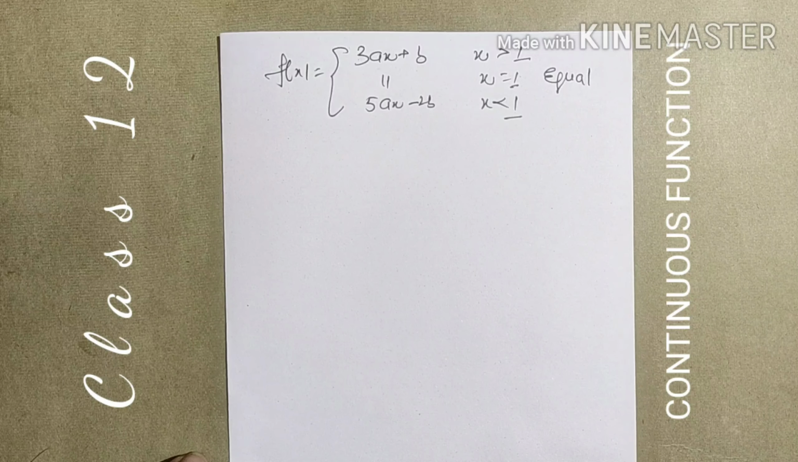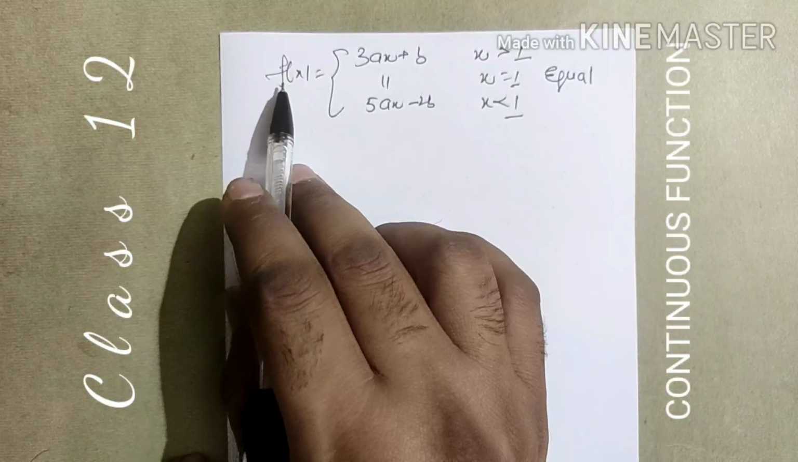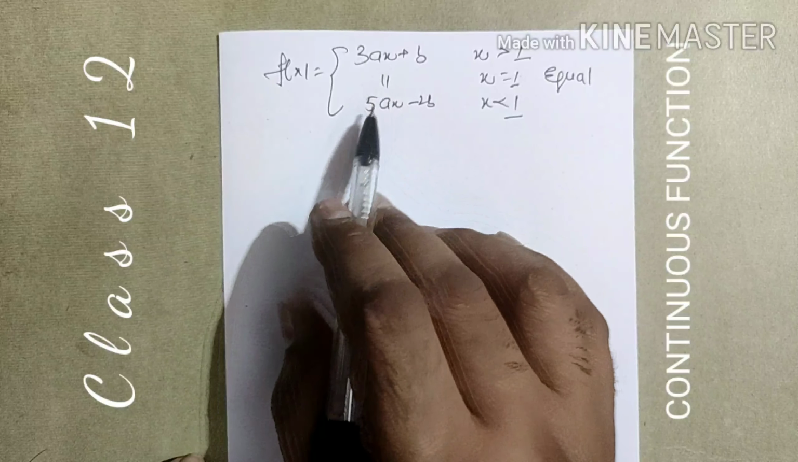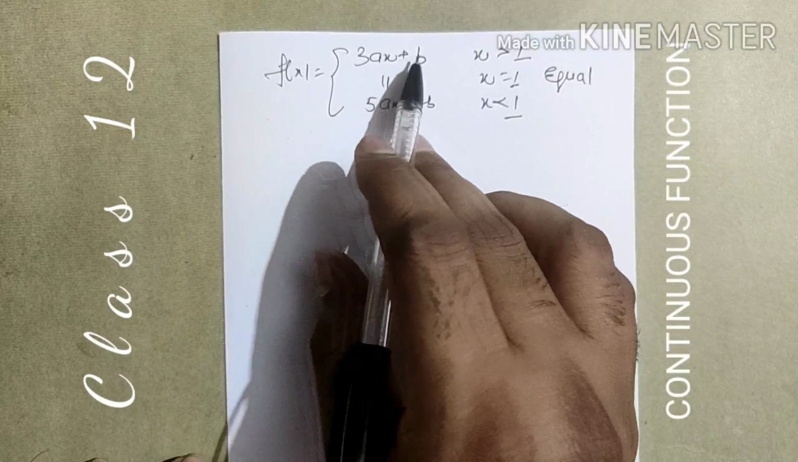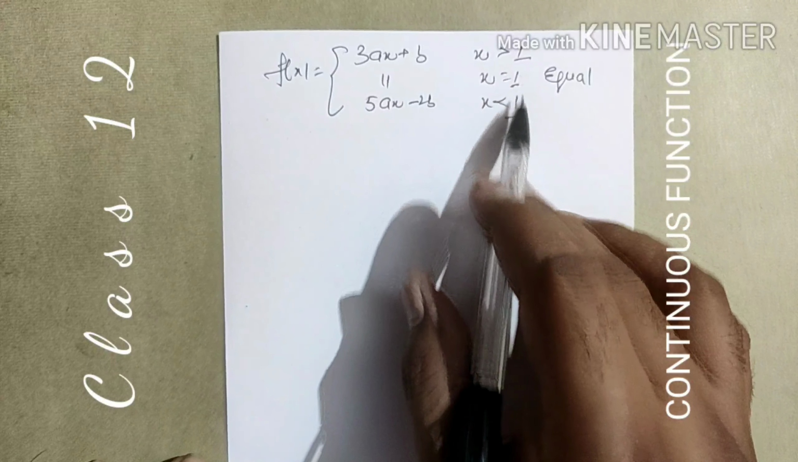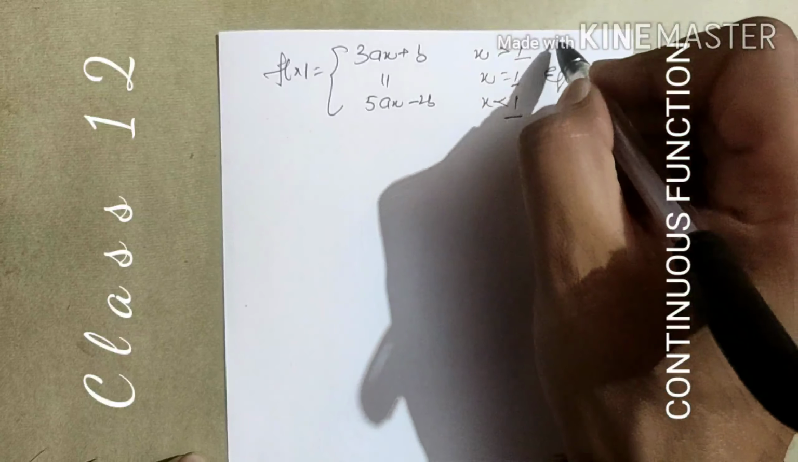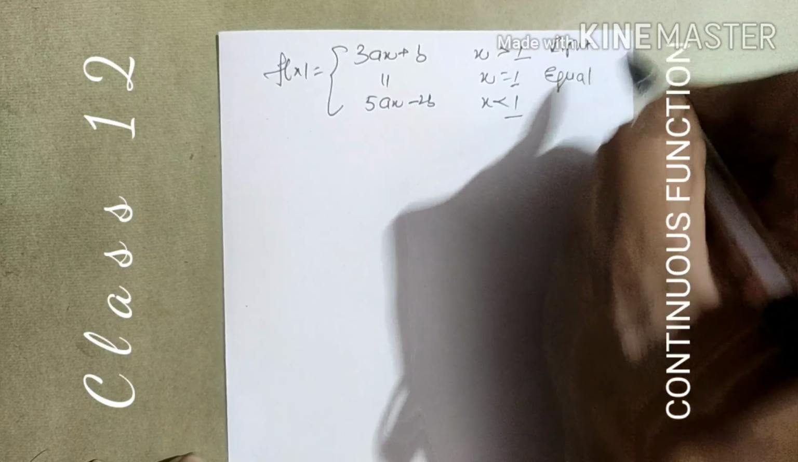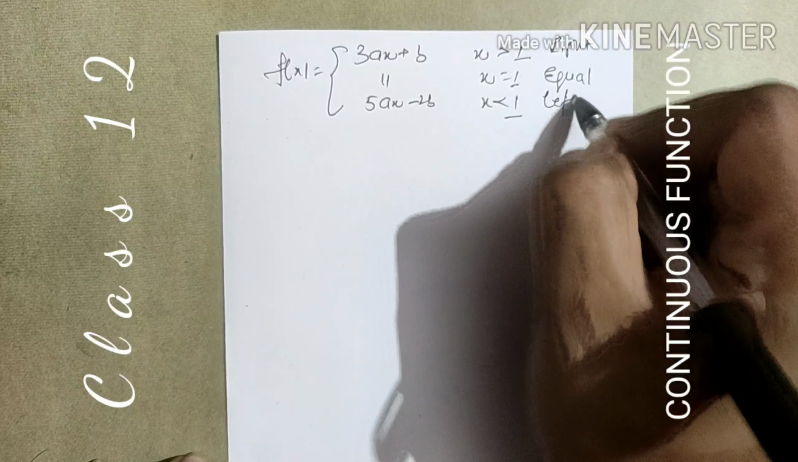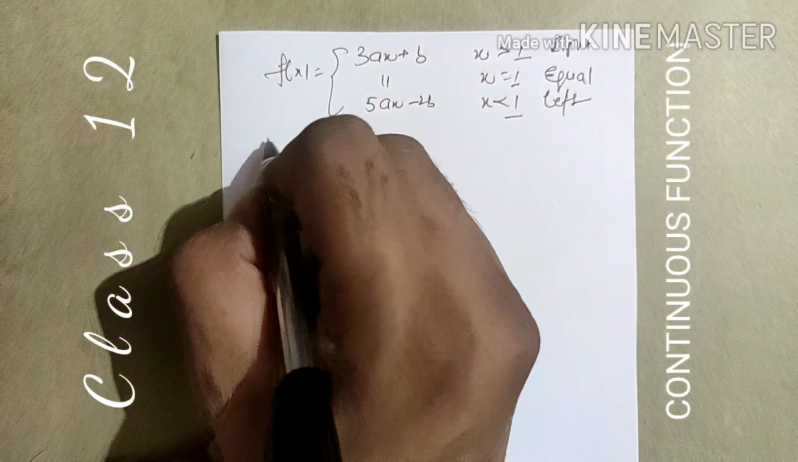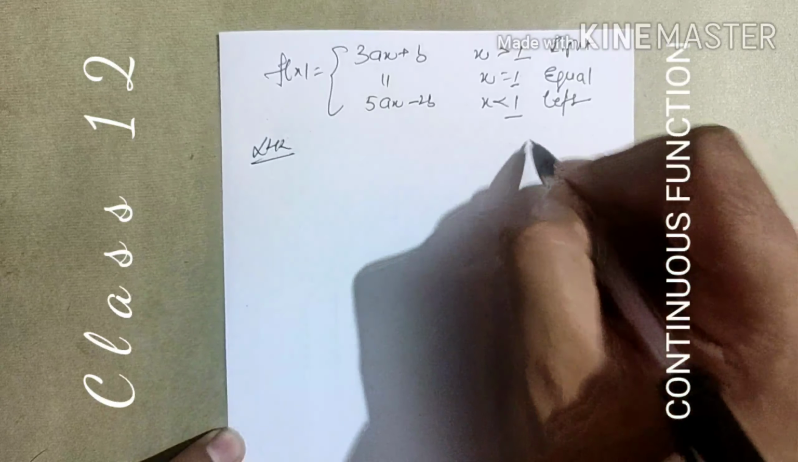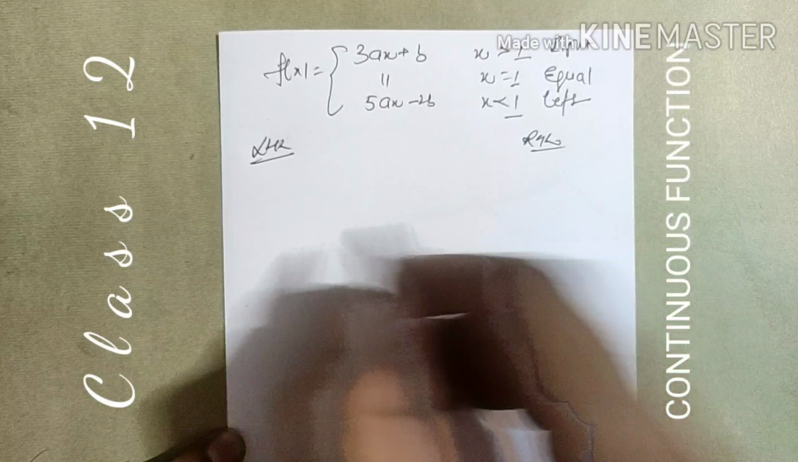Students, now we are going to discuss the most important question from the board examination point of view. Here the function is given with two unknown values, a and b. Here 1 is the common point. This is the point where it is equal. This is more than 1, which means right. This is less than 1, which means we are using the left value. So we have to use the left hand limit and right hand limit.